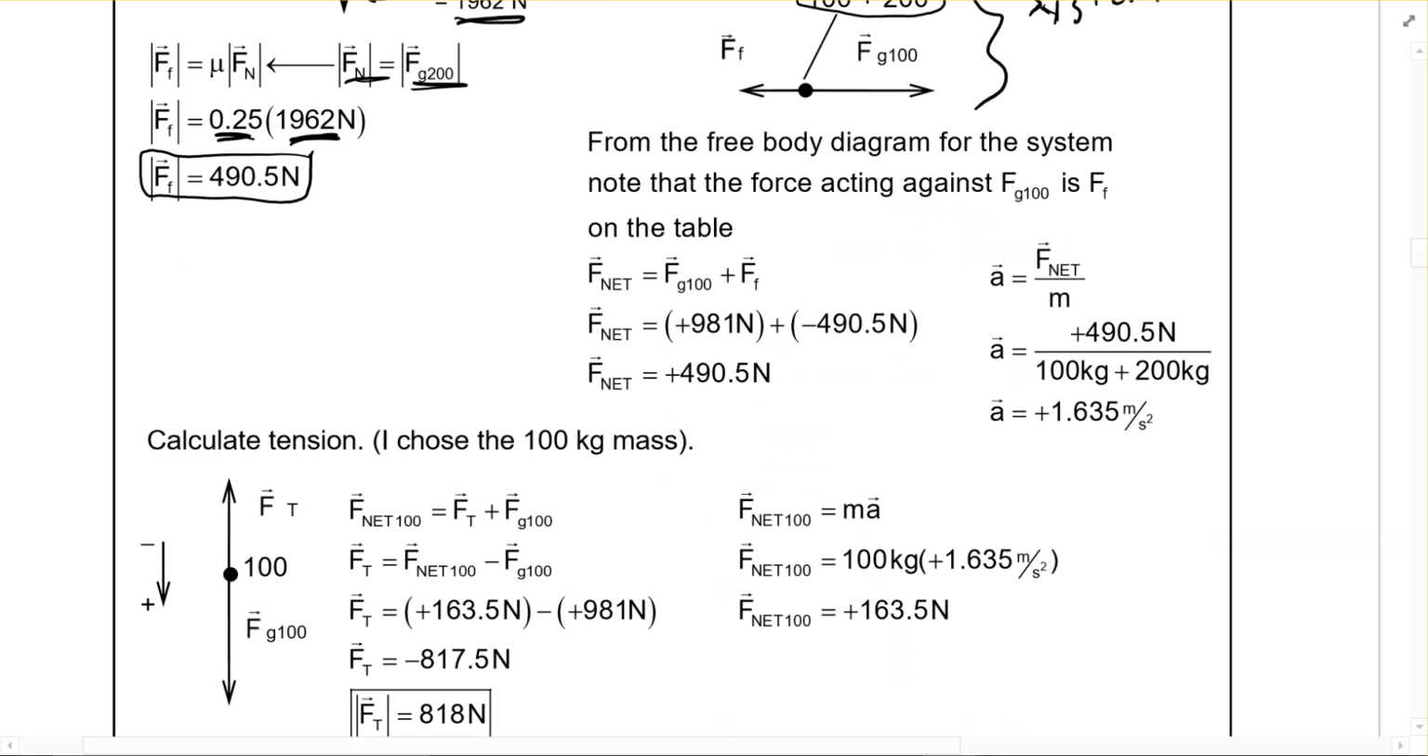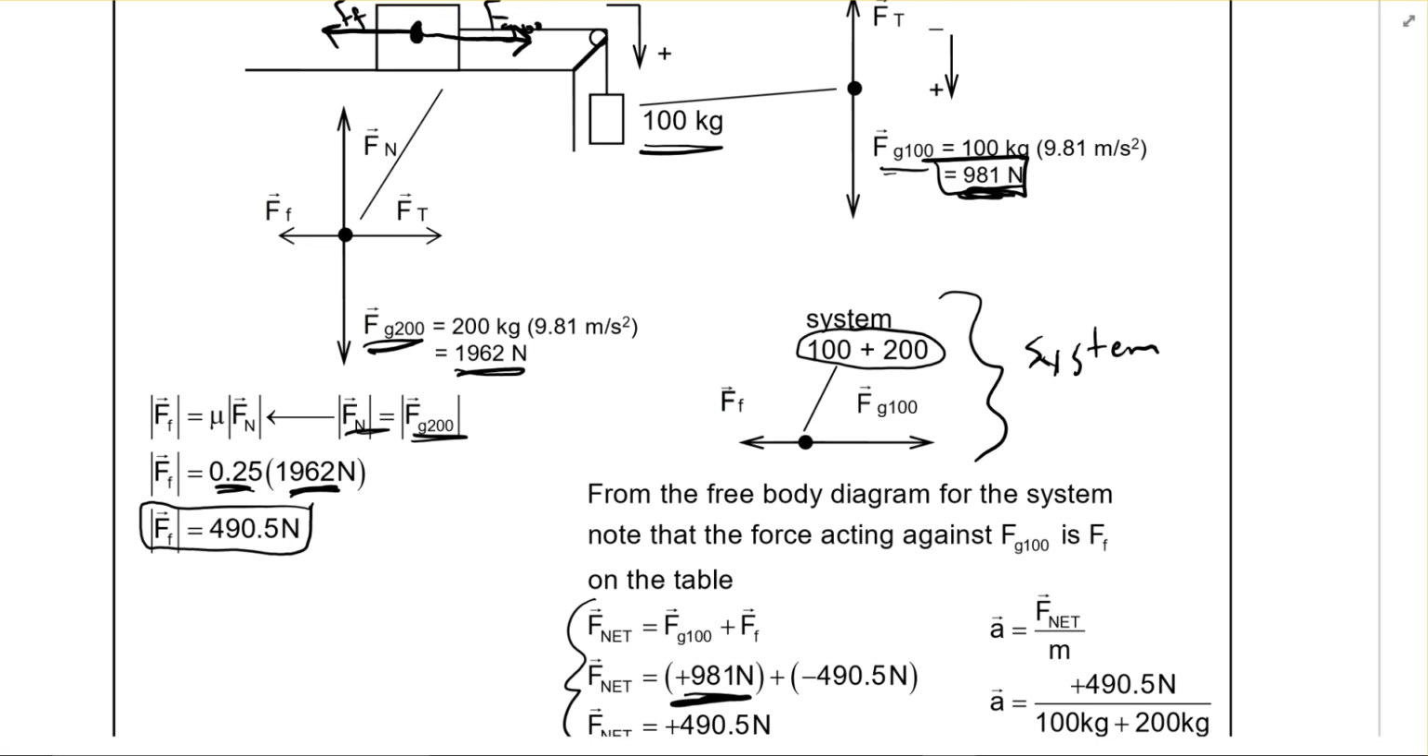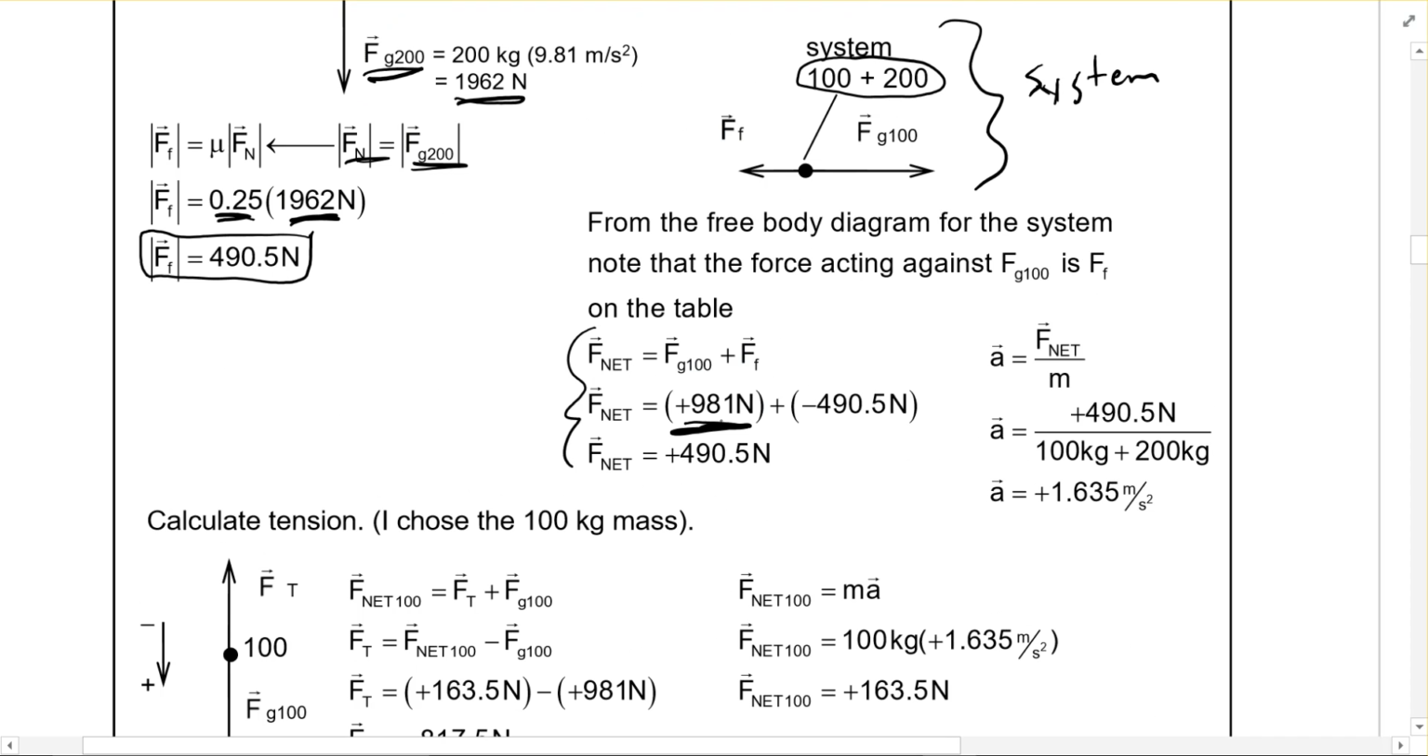Okay, so now if we figure out the net force of the entire system, that's going to be positive 981 newtons, because remember we called that the direction that it's accelerating, so it's accelerating in that direction. And then plus negative 490.5 newtons. That's the force of friction pulling back. So the net result of this is going to be 490.5 newtons.